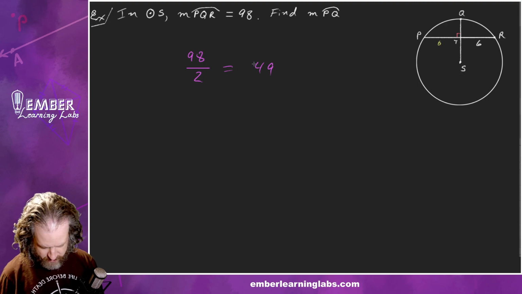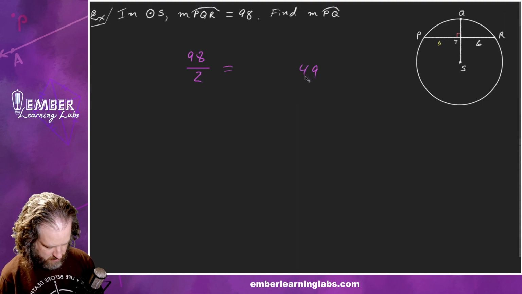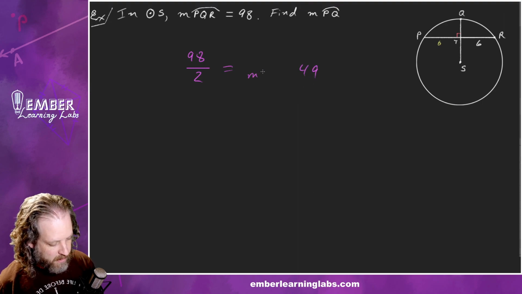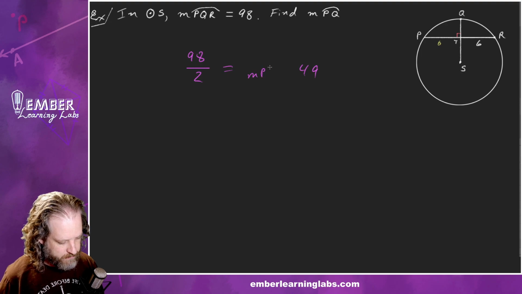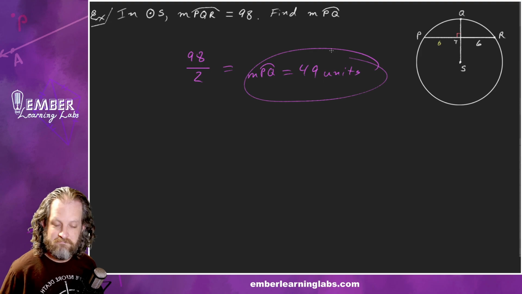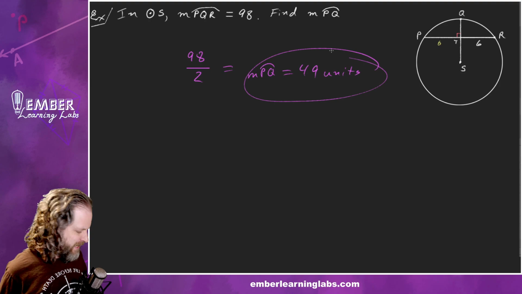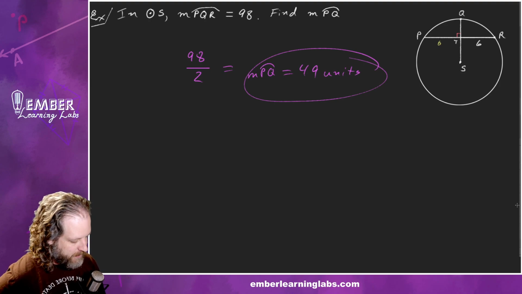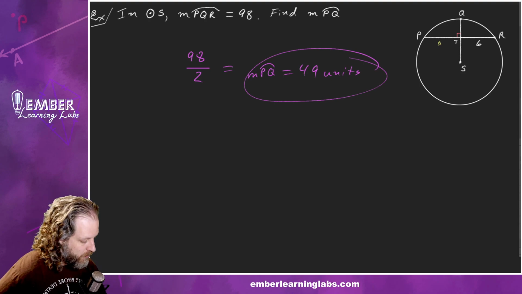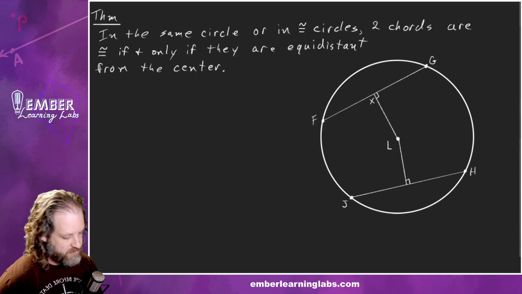So the measure of arc PQ equals 49 units. That's easy. I told you the math on this one's going to be pretty easy. The formulas in the next lesson are going to be a little bit trickier, but we're off to a good start. Now this is a lot more complicated looking picture, right?